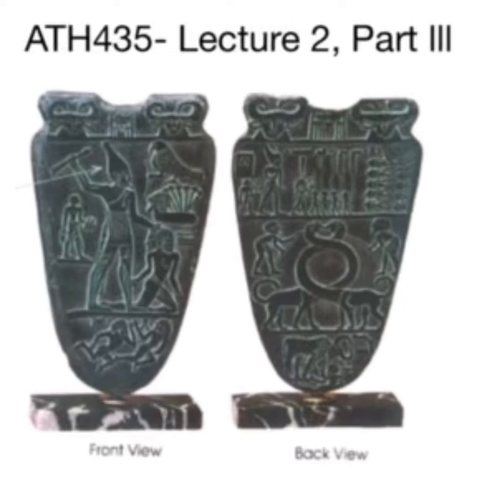For example, the front view of the Nama palette, King Nama is shown as the tallest and biggest figure, capturing and torturing his enemy. For the back view, Nama again is shown as the tallest figure, leading a victorious procession. Perarakan kemenangan, ada orang menjulang panji-panji dan sebagainya. And the intertwining neck of the two animal, for example, symbolize the unification of the upper and lower Egypt. Okay.